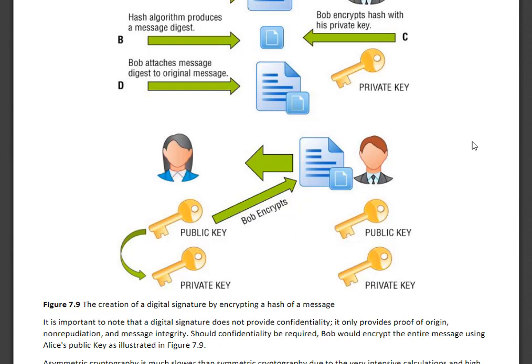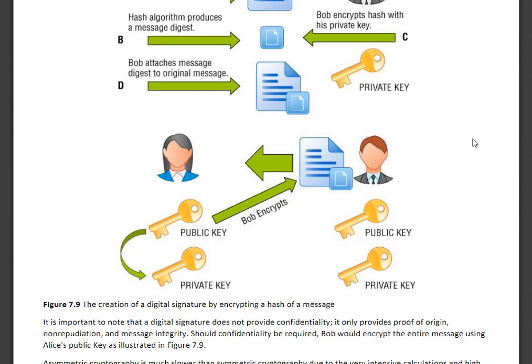The digital signature doesn't provide the confidentiality part. Encrypting it with his private key does. If he wants to provide the confidentiality part, I misspoke. The confidentiality part comes from the fact that he would then in turn encrypt it using Alice's public key. Because only she can decrypt it using her private key, that's the confidentiality part.